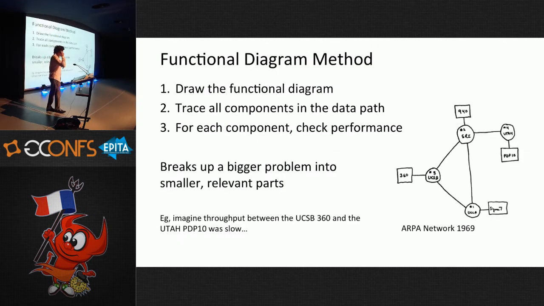A functional diagram method, and I mentioned this at the start. You want a functional diagram, you trace the components in the data path, and then for each component you check performance, however that works. I've got a nice picture here of the ARPANET from 1969. You can imagine if you're told the internet is slow back in 1969, you could break it up into only a handful of pieces and then go through them one by one and actually root cause the slow part. But that's what the functional diagram method is about. It's about breaking a big problem into smaller parts.